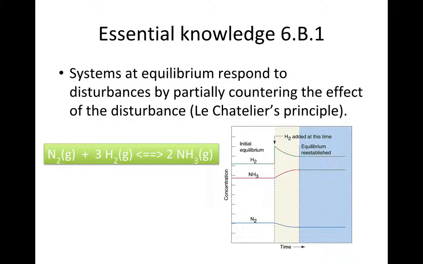Important to note in this statement here that 6B1, that systems at equilibrium respond to disturbances by partially countering the effect of the disturbance. That is Le Chatelier's principle. So here's our N2 plus 3H2 makes 2NH3 reaction again. For the first portion of the graph, we see the concentrations of all three are constant. So that would mean we have an equilibrium. And then somebody goes and adds some reactant. In this case, they add hydrogen. So you can see that the amount of hydrogen has increased.